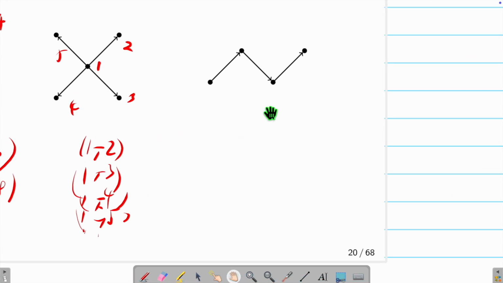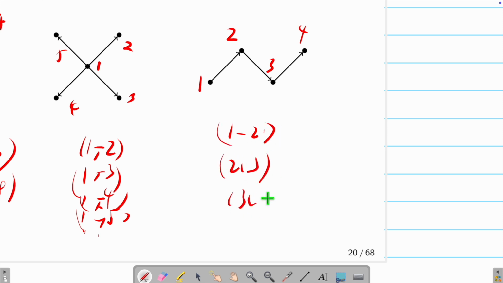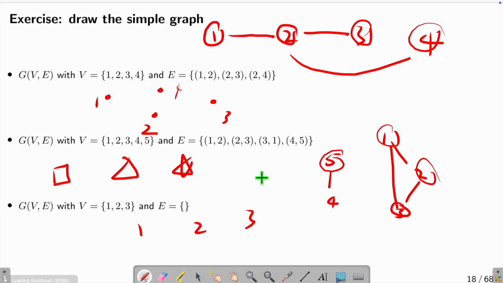Lastly, this one, you should call this 1, 2, 3, 4. Then I have 1, 2, 2, 3, 3, 4. That's it. They have arrows. Okay, so these are the examples. You need to practice.